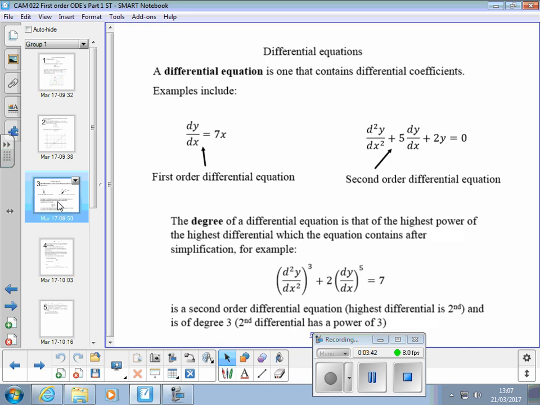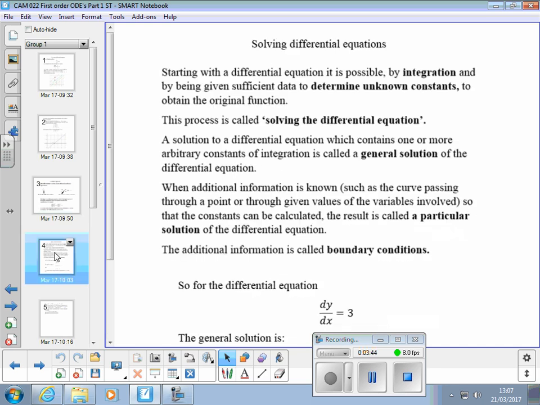Okay? So what we need to do is have a look at how we can solve these differential equations and hence solve problems that involve differential equations in engineering. So, starting with a differential equation, it is possible by integration and by being given sufficient data to determine unknown constants to obtain the original function. That process is called solving the differential equation.